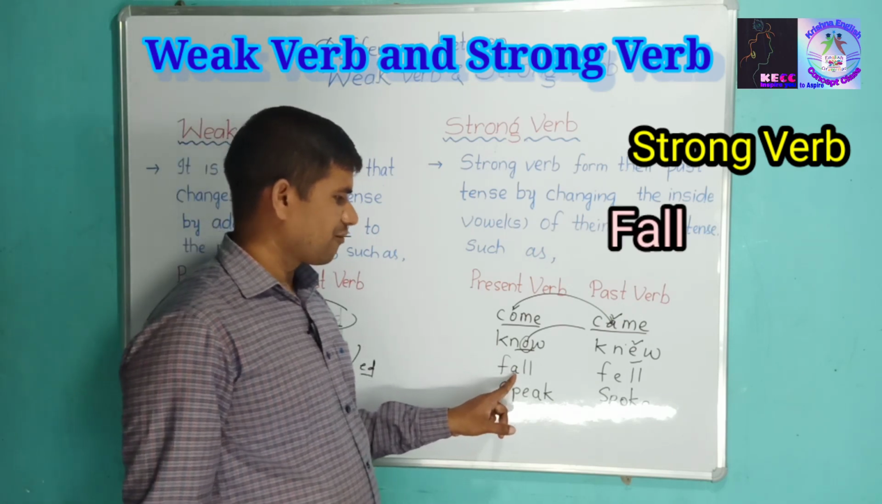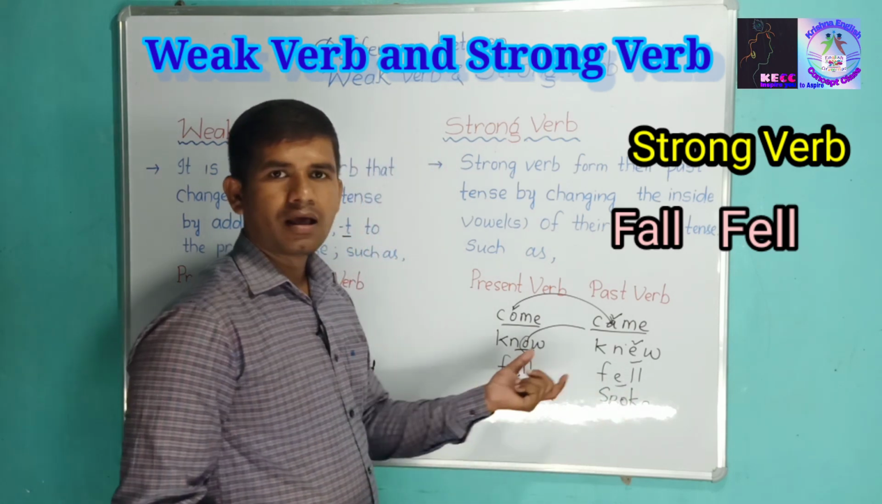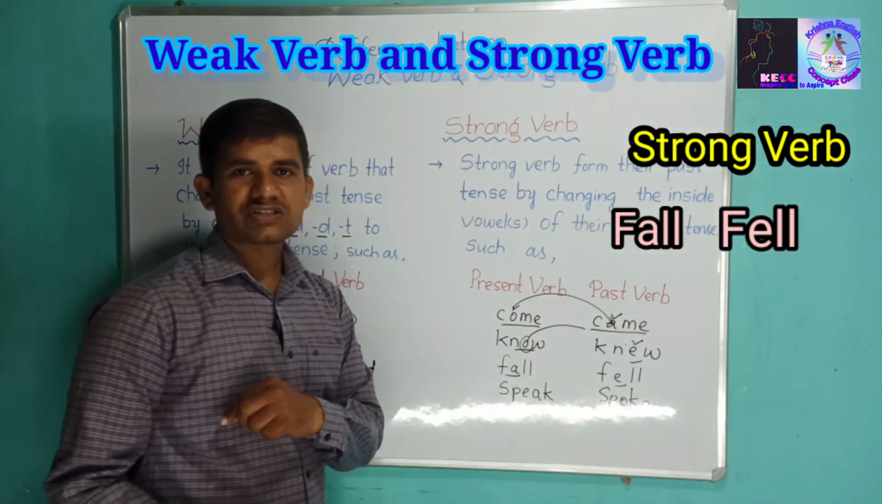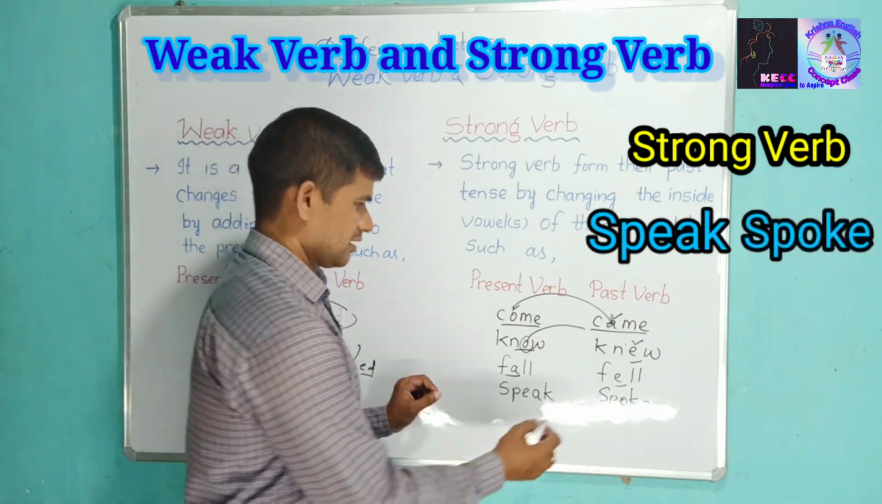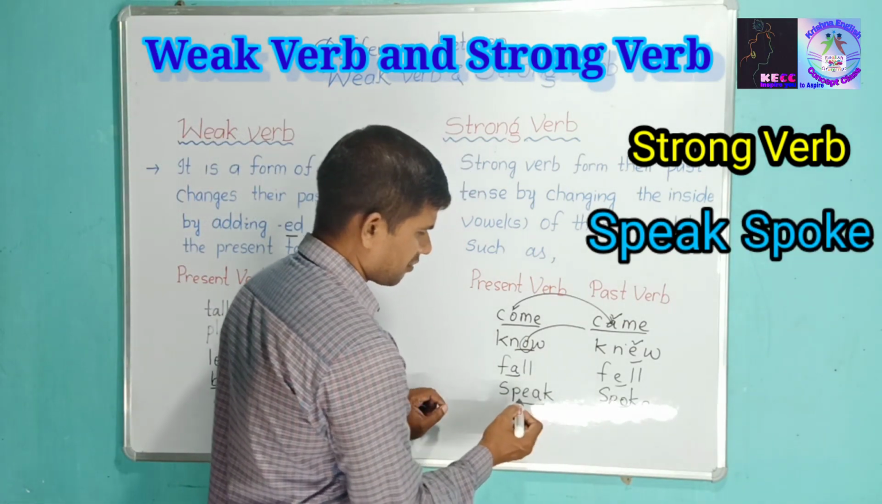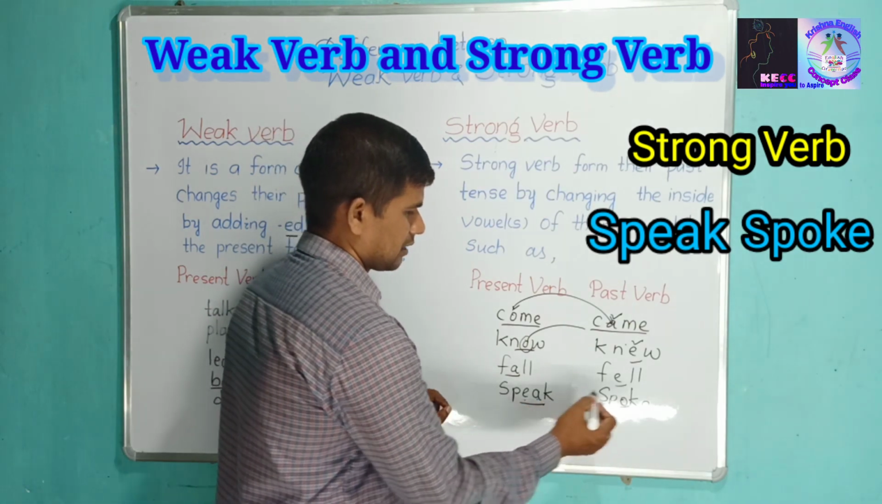Then my next example, fall, fell. Here is a, here is e. Fall, fell. So it is a strong verb. Speak, spoke. Here also the inside vowels changed. Here in the present verb it is e and a, and here it is o.